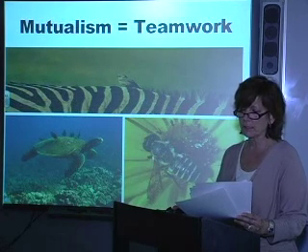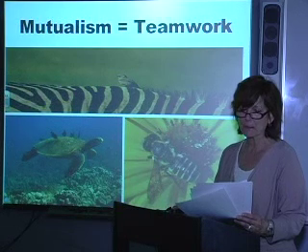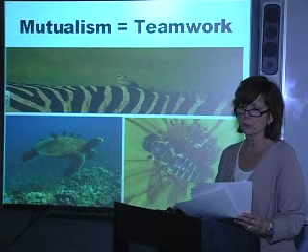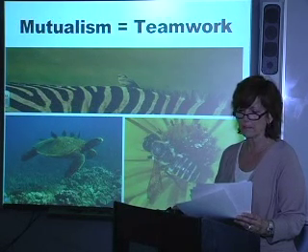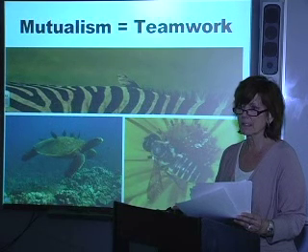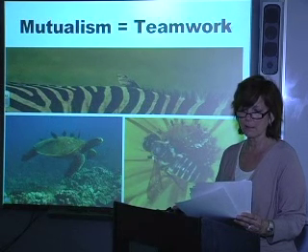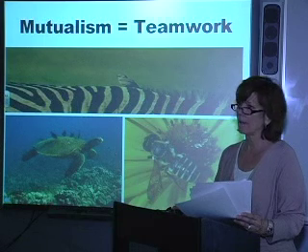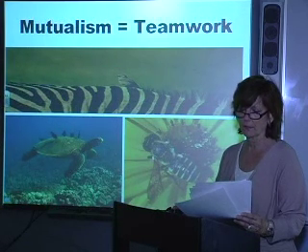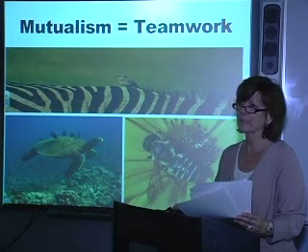If you look more closely, you'll soon learn that these animals help one another find food, shelter, and safety. They make the most of their various differences. These unlikely partners pair up to get the most out of life. Mutualism. Teamwork.